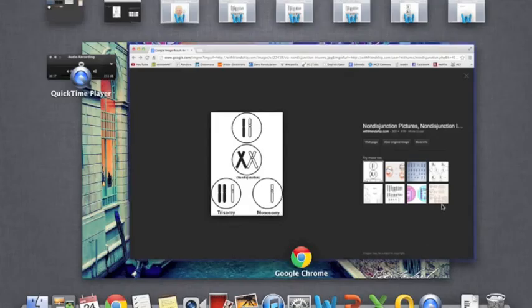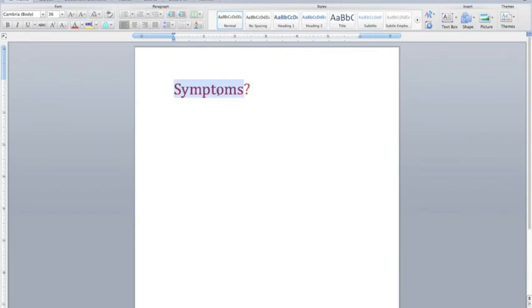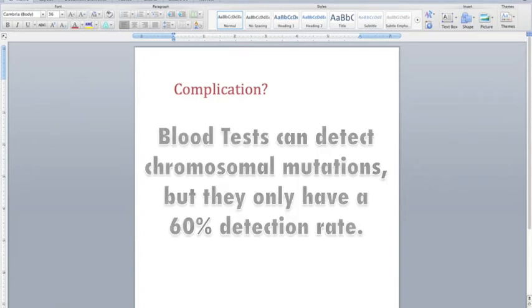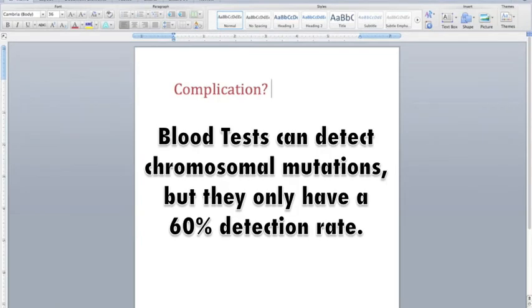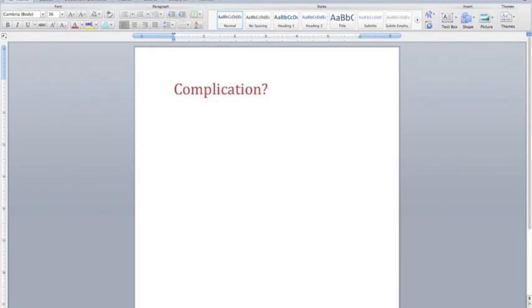Okay, so what are the complications if you do have Down syndrome? If your doctor tells you that you've acquired some mutation like trisomy 21, what can that increase your risk for?